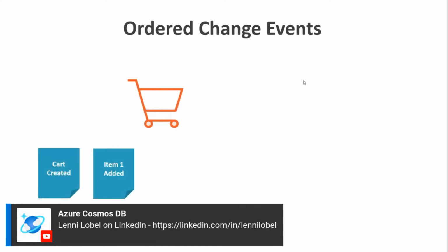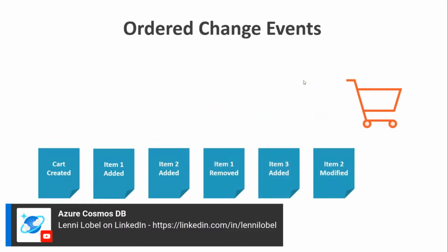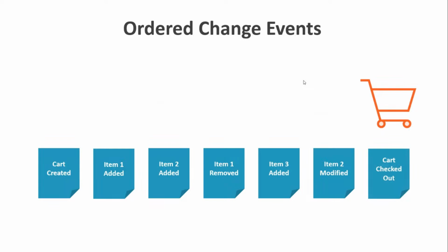So the cart gets created, an item gets added, another item gets added. That first item gets removed. That's actually another insert, simply reflecting the fact that the first item got removed. And of course, then a third item got added and the second item got modified, right? And then the cart got checked out.